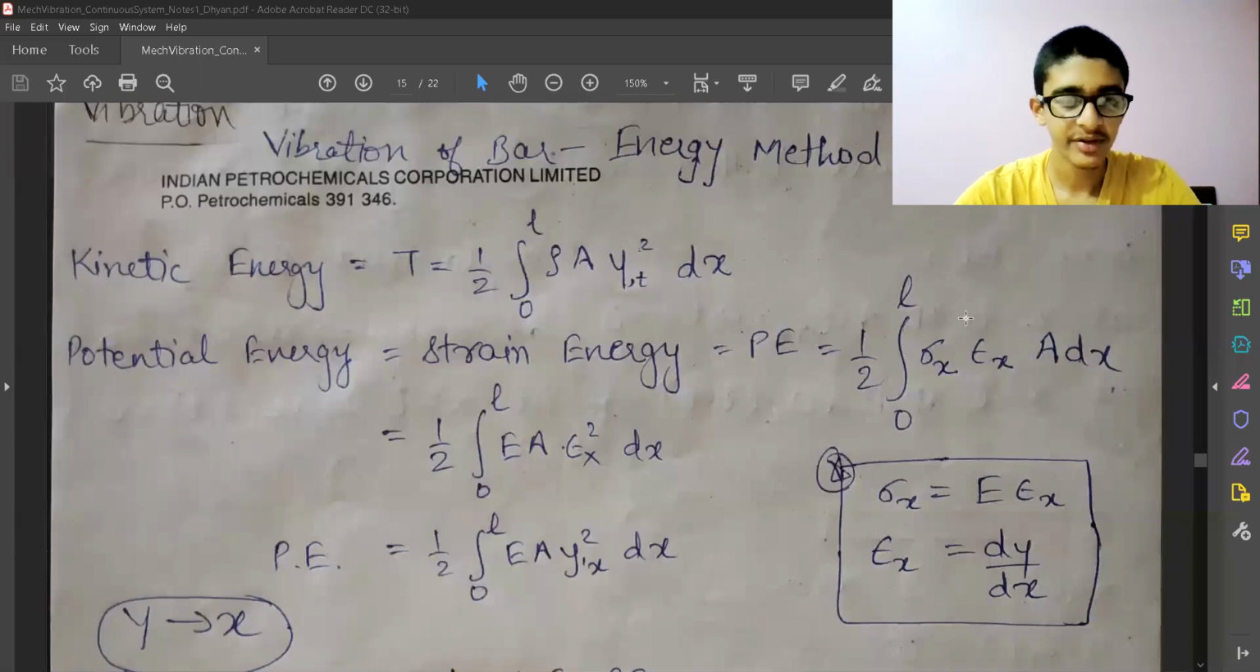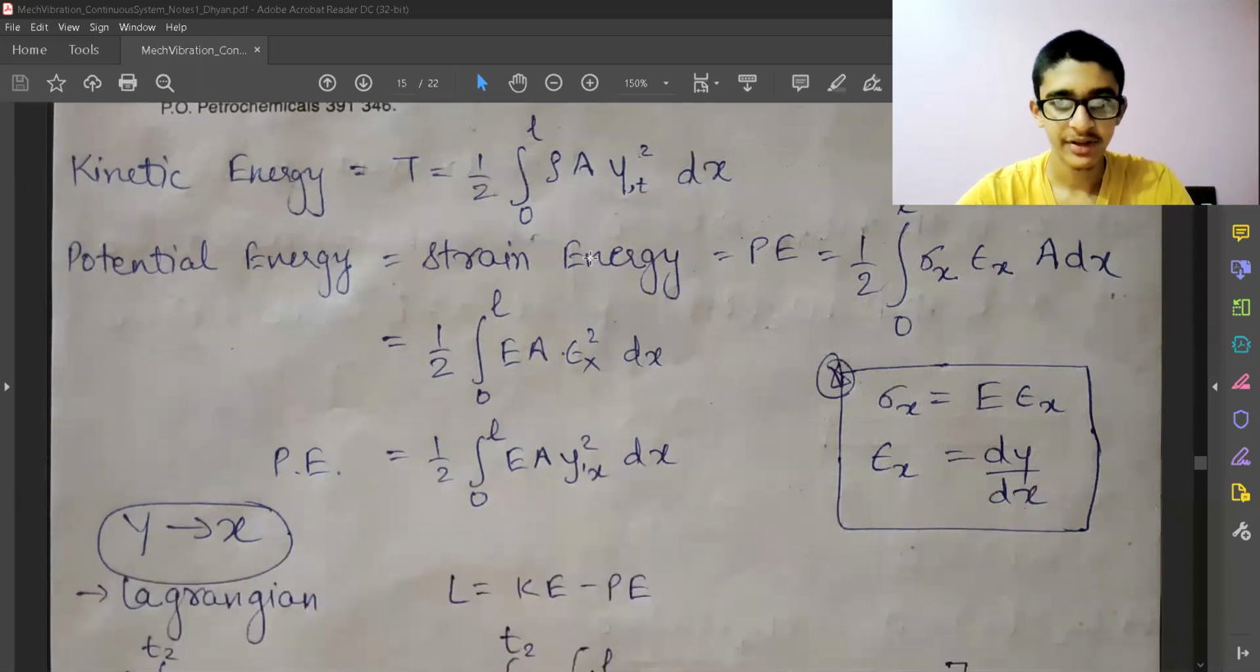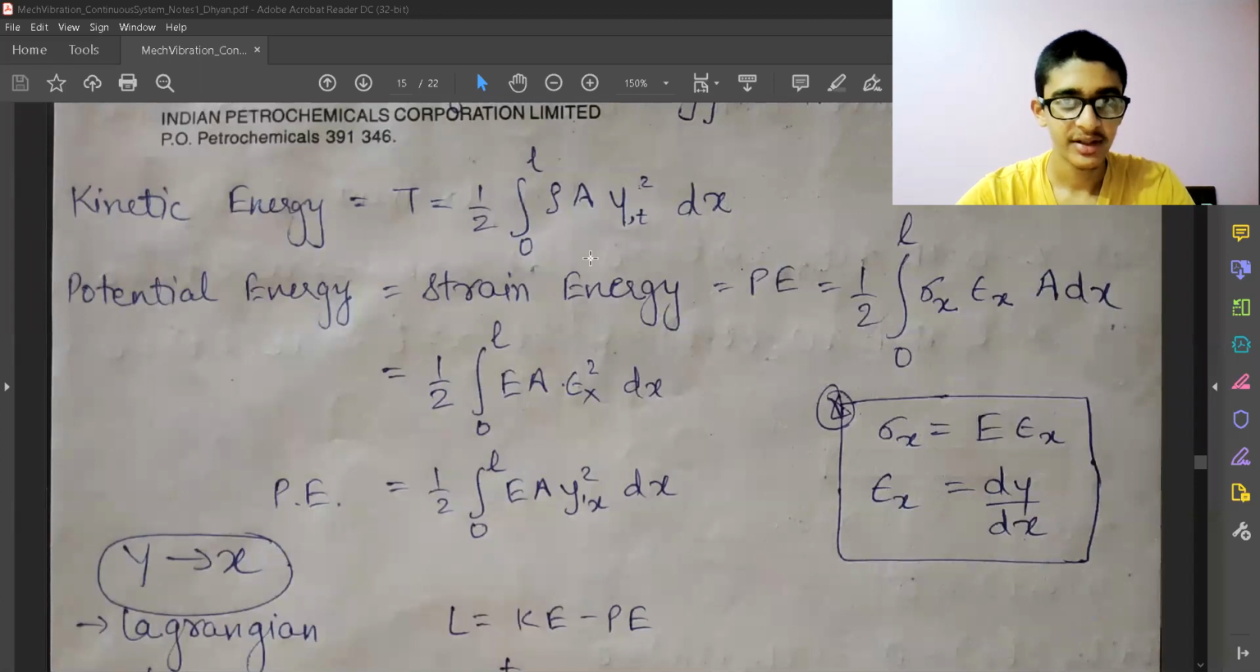So in the earlier video, we have seen the vibration or the longitudinal vibration in a rod or a bar, but that was the Newton's approach where we did force balance and got the equation of motion. That was the wave equation. Now we'll use the energy approach or the Lagrangian approach. So let's start with it.